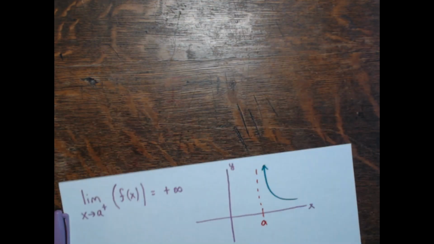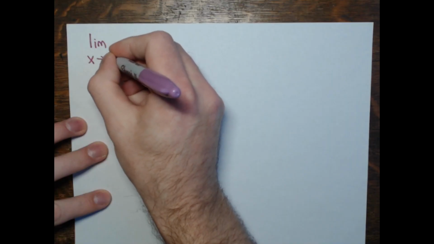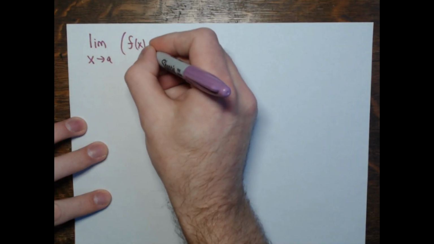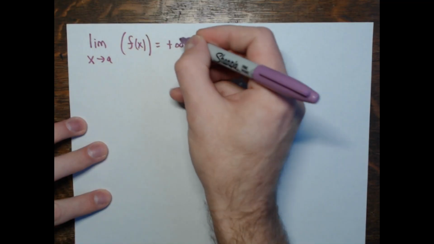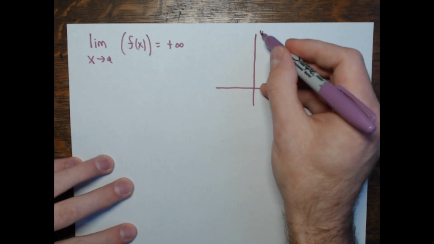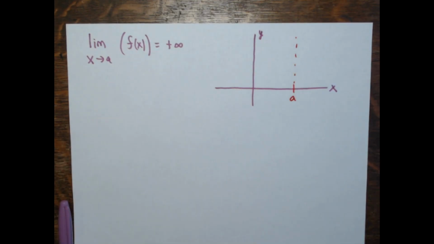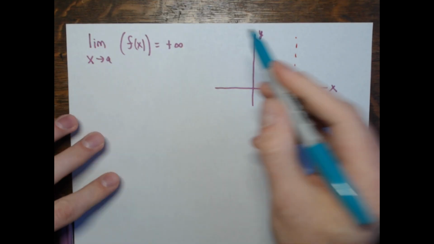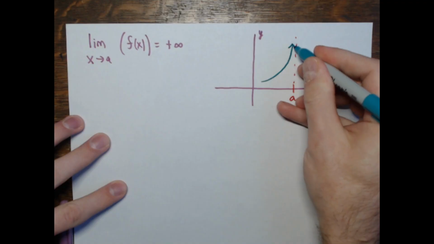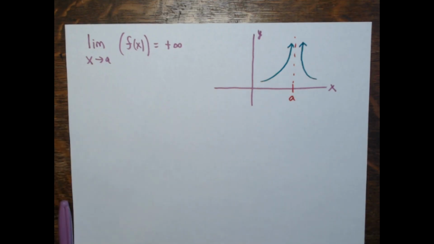And then, of course, if you have a two-sided limit that's infinite, that means both sides are doing the same thing. Both sides are going in the same direction. If the two-sided limit is positive infinity, graphically, with a little dotted vertical line, it means on both sides, to the left of a and to the right of a, the graph goes to positive infinity. So your part of the graph would look like that.